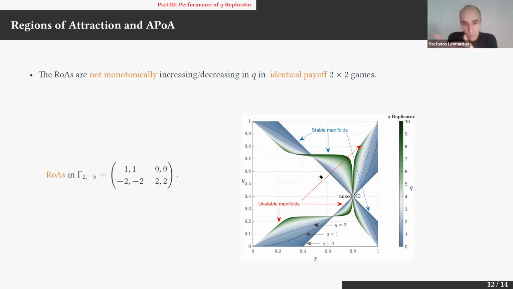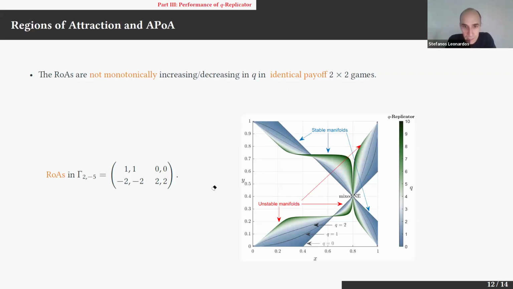If we try to move a bit further and look, for example, at identical payoff 2 by 2 games like this one here, we don't have the result anymore. So we don't have a result that something is better than the other. We don't have a monotonicity. That's it. Maybe the figures are a bit confusing here, but that's the whole takeaway. Of course, many open questions here.